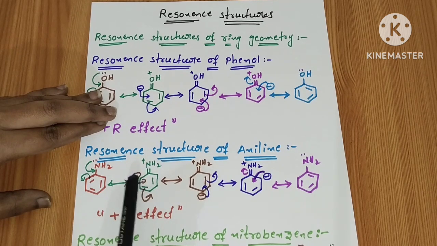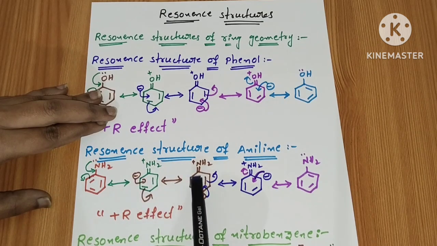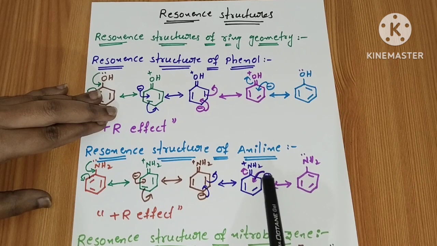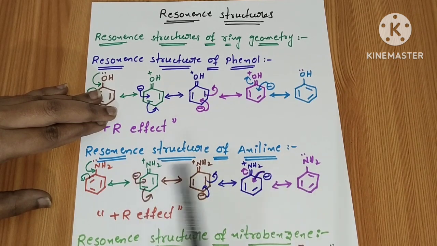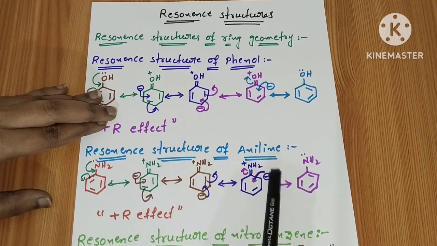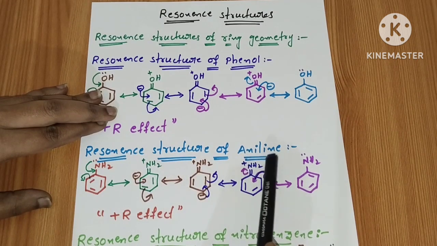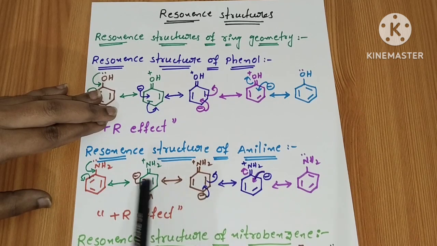Then this negative charge forms the double bond here. Then we will get the negative charge at the para position. Then this negative charge forms the double bond here. Then we will get the negative charge at the ortho position. So the negative charge is delocalized at ortho and para positions. So aniline also shows plus R effect due to the delocalization of negative charge at ortho and para positions.